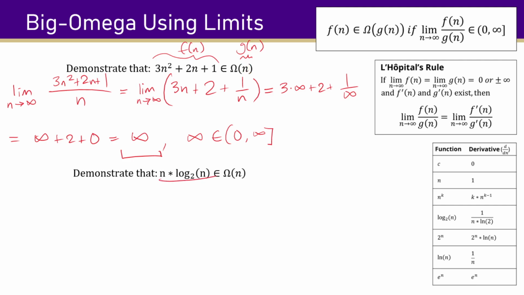So let's do one more. So our f of n and our g of n, set up that limit. All right, and so we have n log base 2 of n over just n.